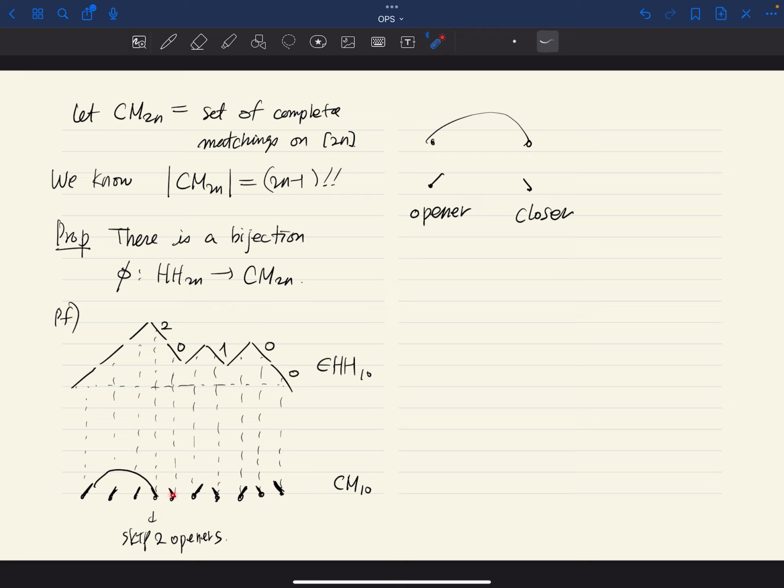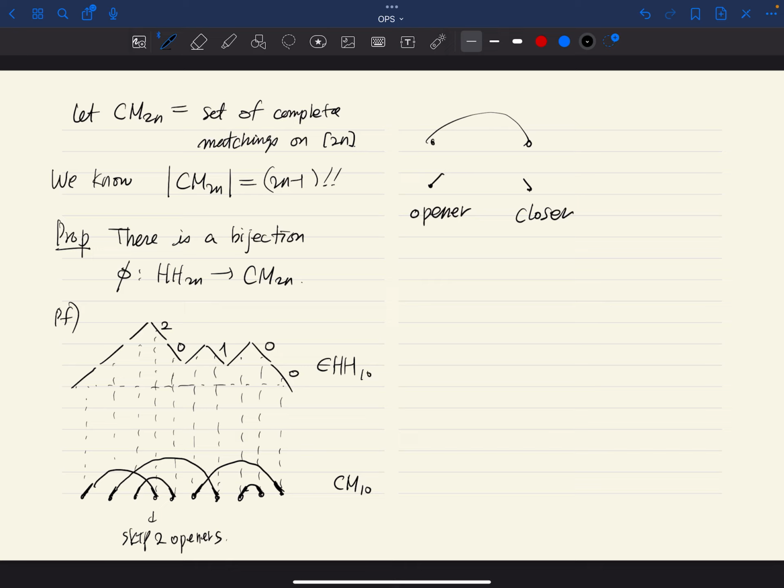And now here, you have to connect, but you skip 0. So you connect this with the closest available opener. So it's going to be this. And what about this? Here you skip 1 opener. So you skip this and connect with the next available opener. And here you skip nothing, and here you skip nothing. So in this way, you get a complete matching.